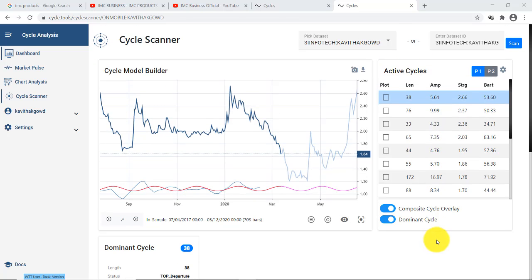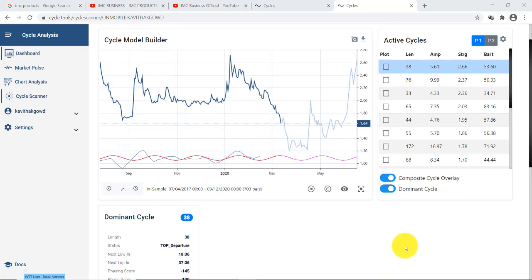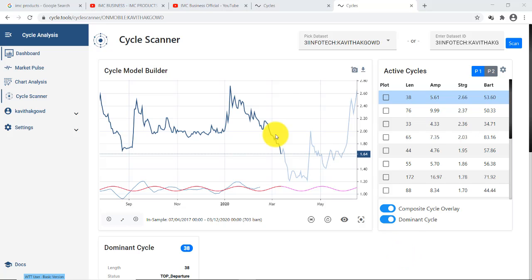I suspect the phasing score provided here may be a wrong one, because here the dark blue line is the pricing values, which are converted into pricing bars in this graph. The pricing values are provided by us in CSV format when we uploaded those values.